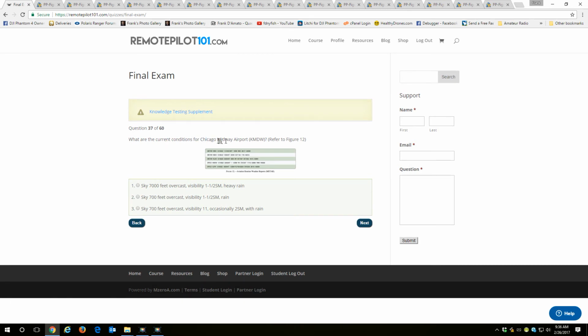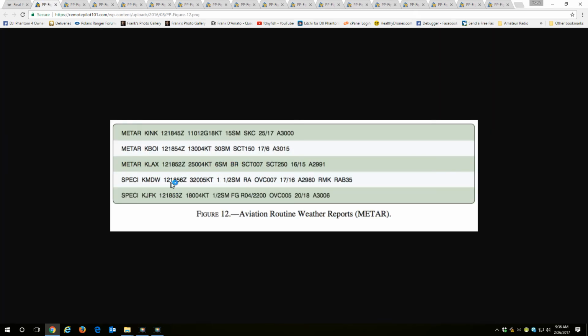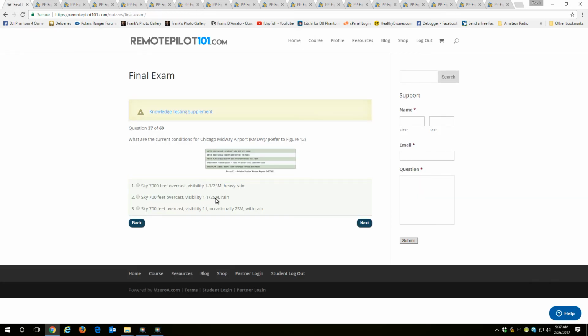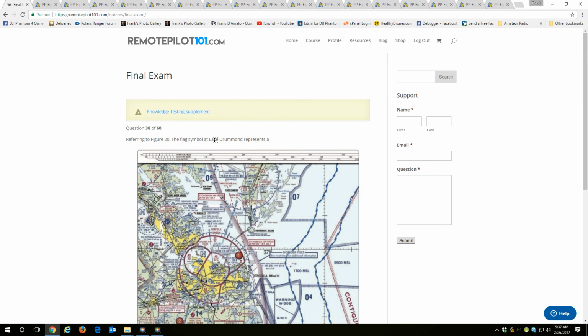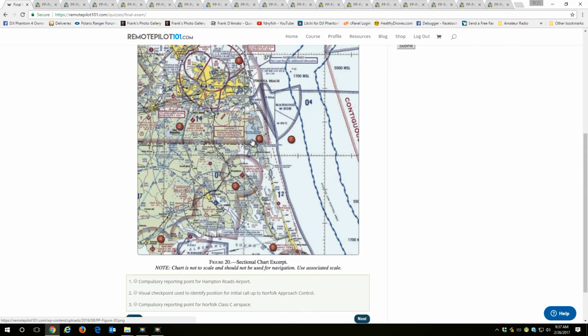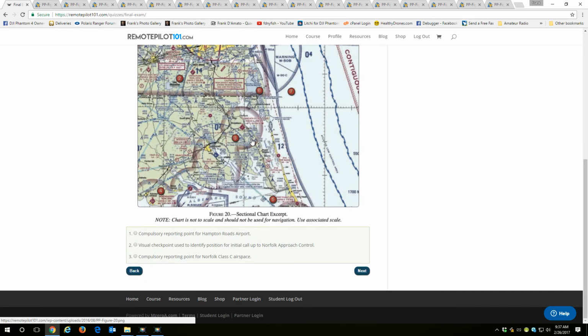What are the current conditions at Chicago Midway Airport? Chicago, 1.5 statute miles with rain. 1.5. The flag symbol at Lake Drummond represents a visual checkpoint. Nope. Visual checkpoint.